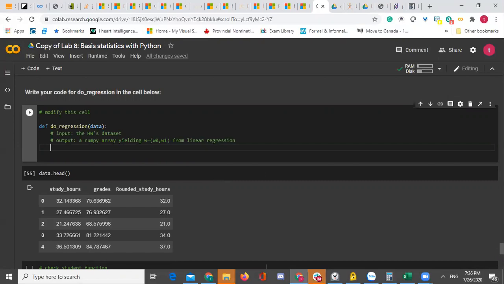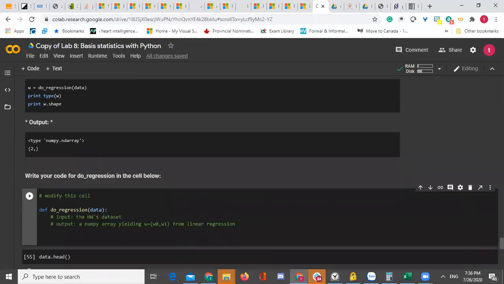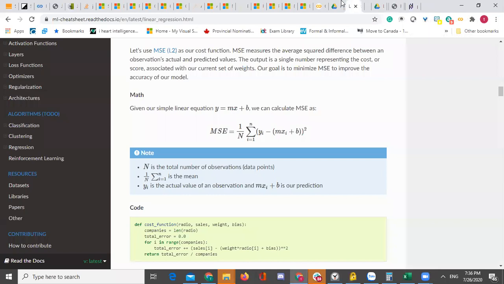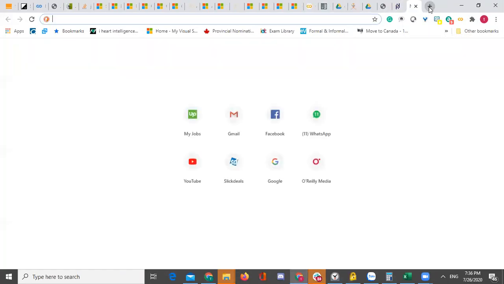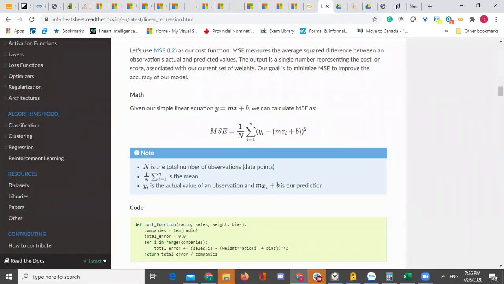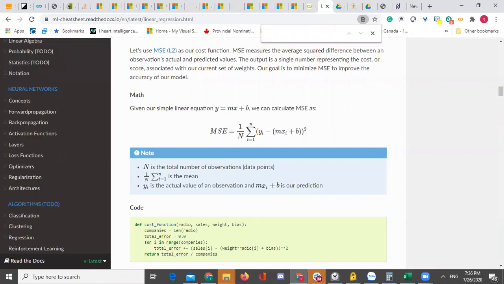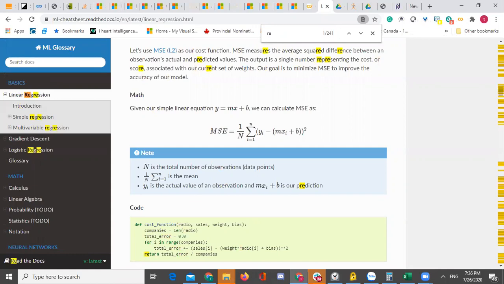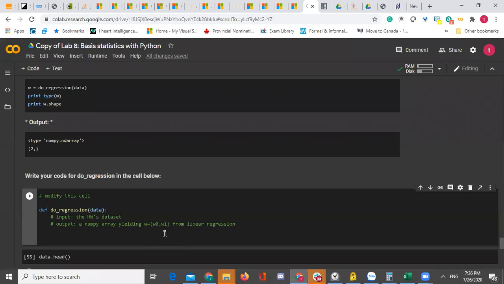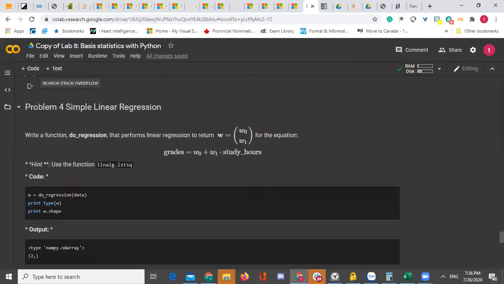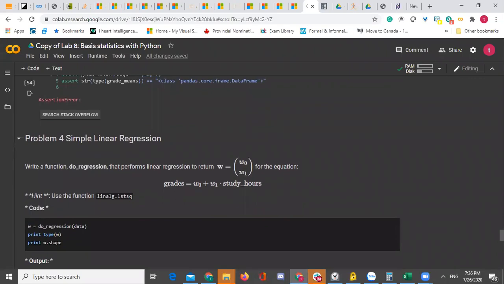Sure. Which library are you mentioning? They said scipy.linalg.lstsq. Oh, wait, I see what you mean. Oh, okay. So we can just write, hang on, I have an idea. They didn't give you the suggestion, right? Yes, they gave you a hint: use the function. Oh, okay, I missed this. Yeah, I see that.